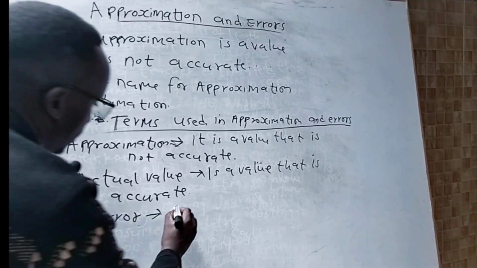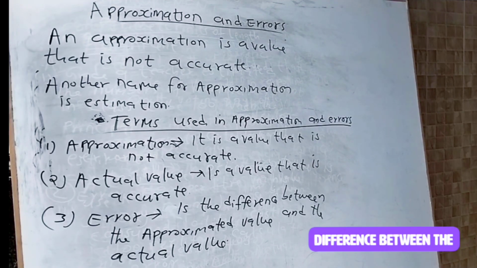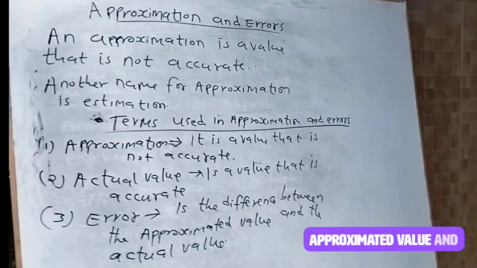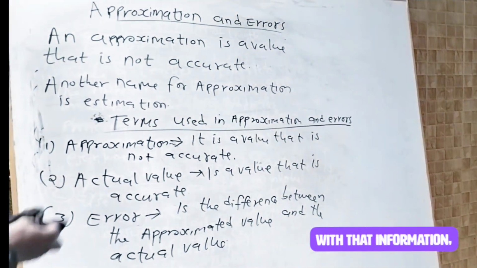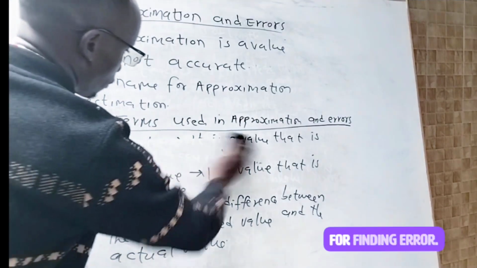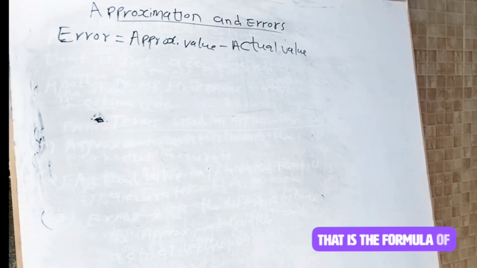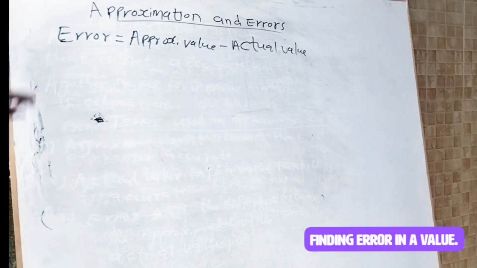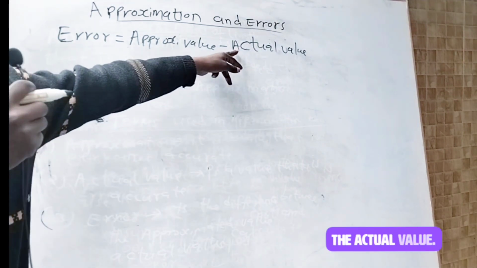Now the third term we want to learn is what we call error. What is error? An error is the difference between the approximated value and the actual value. With that information, we can find the formula of finding error. Error is the approximated value minus the actual value.